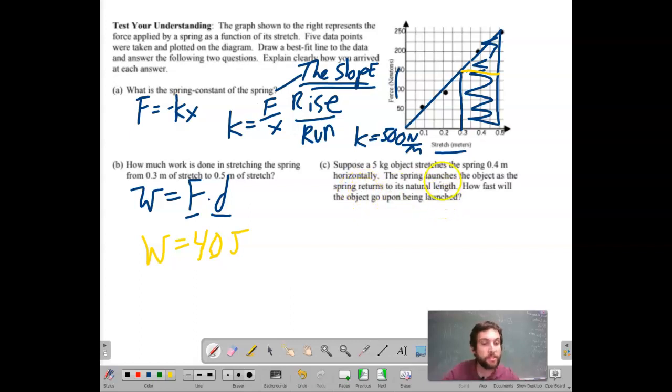Suppose a 5 kilogram object stretches the spring 0.4 meters horizontally. The spring launches the object as the spring returns to its natural length. How fast will the object go upon being launched? Ooh, we're talking about springs and we're talking about how fast? Conservation of energy.